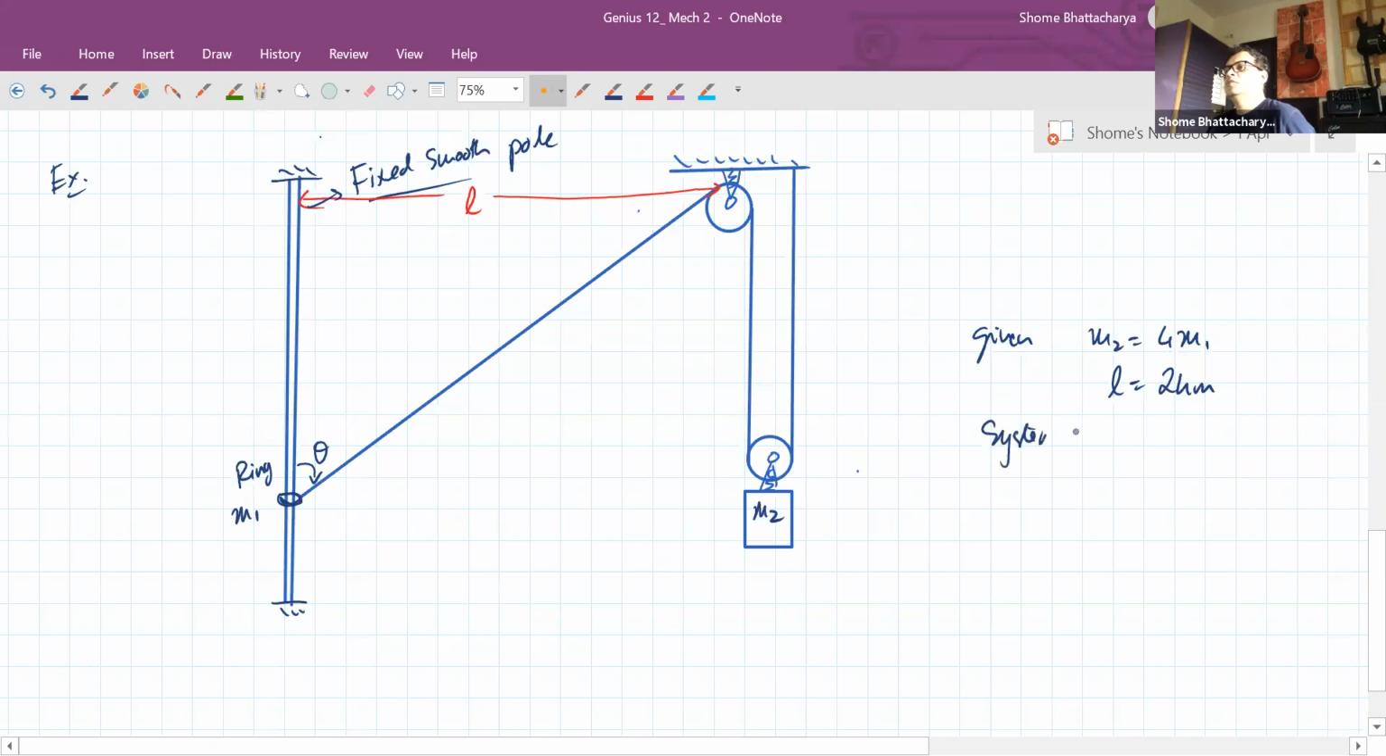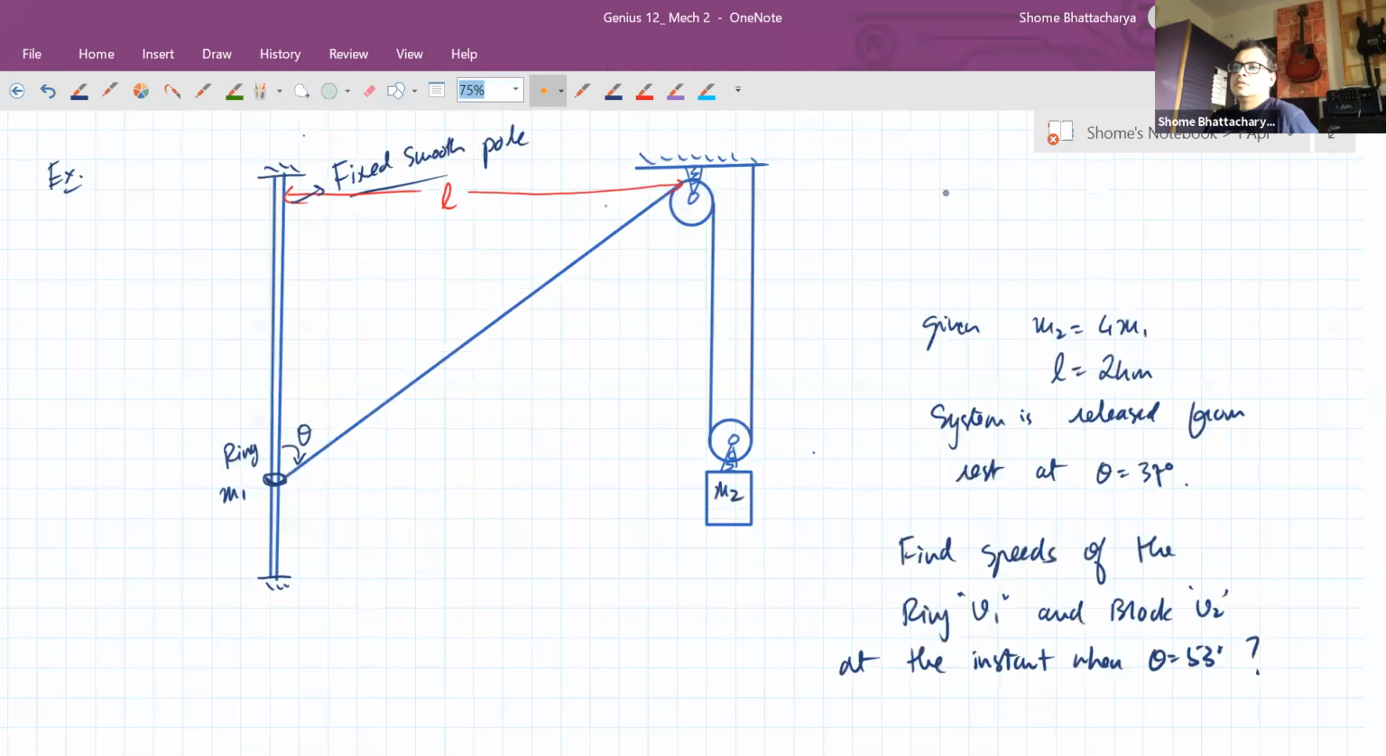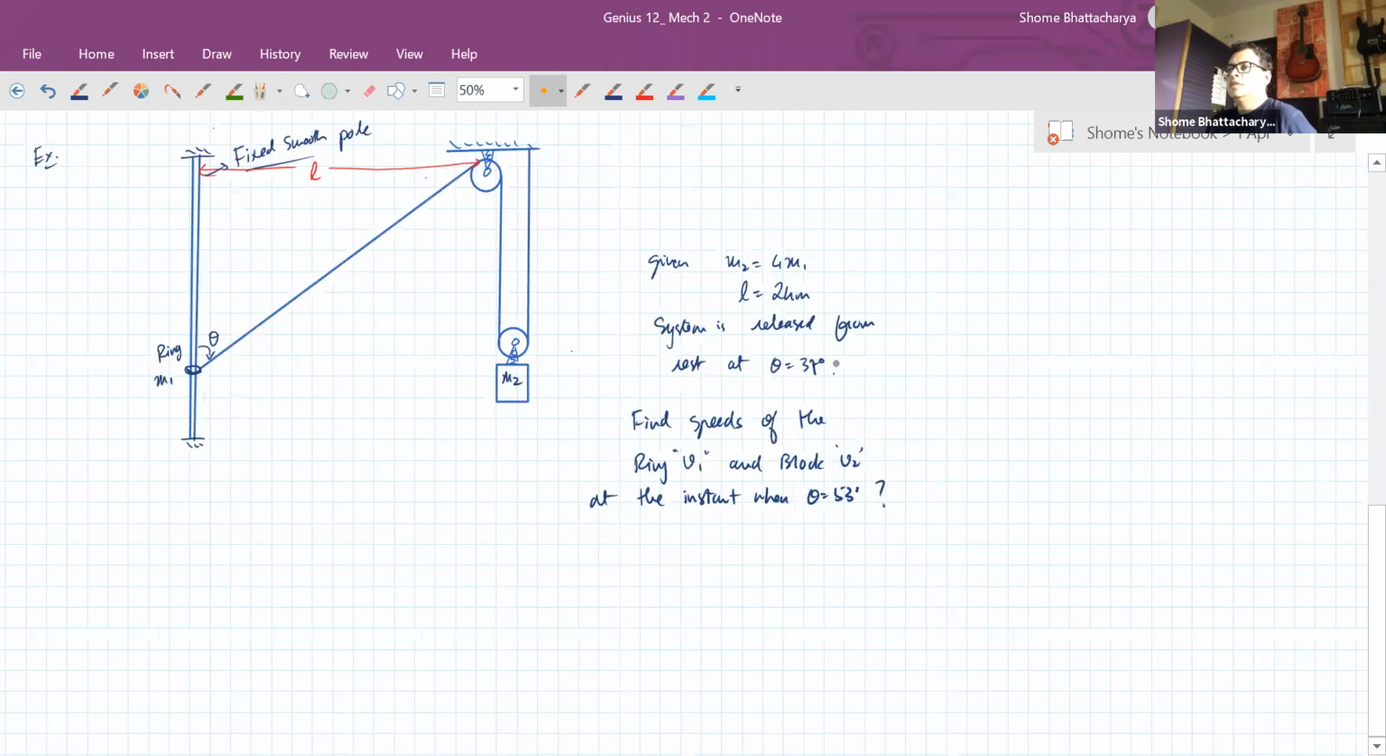the system is released from rest at theta equal to 37 degrees. Okay. Find the speeds of the ring V1 and block V2 at the instant when theta is equal to 53 degrees. So take g as 10 meters per second squared.